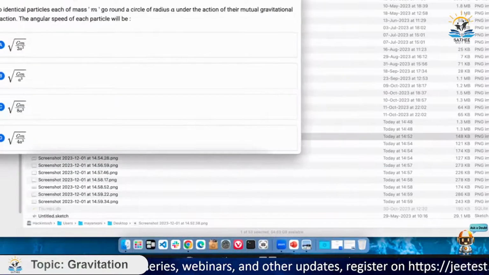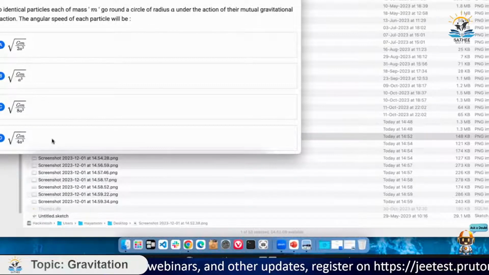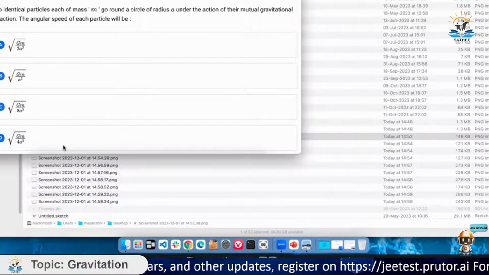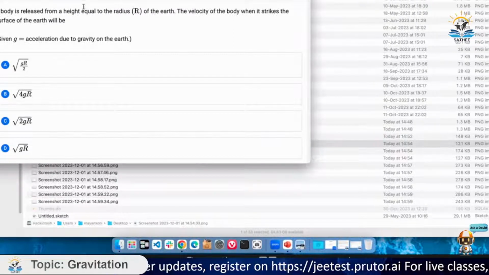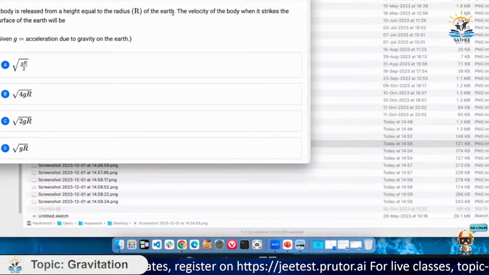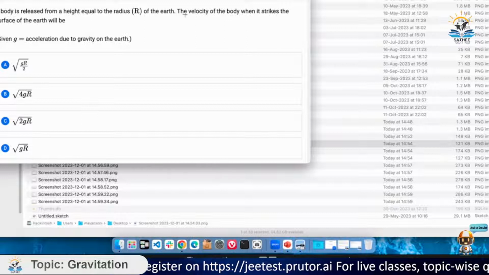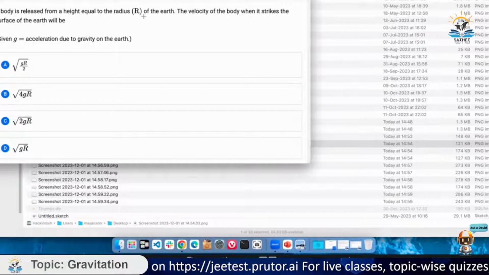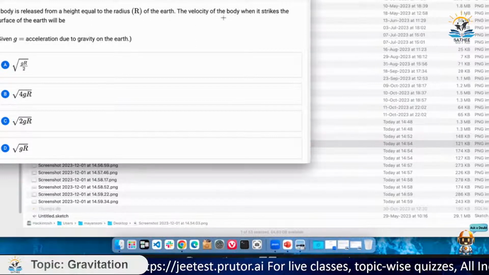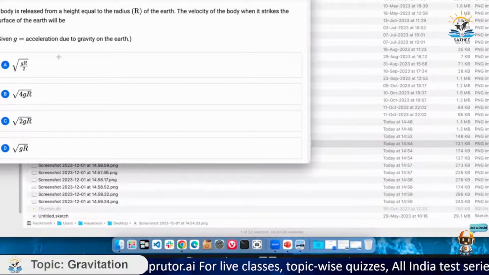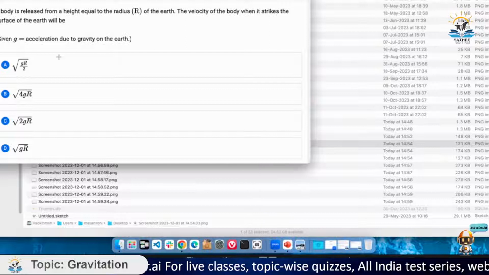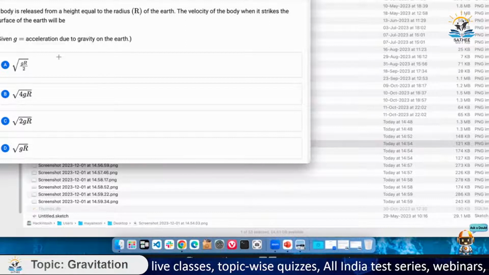Now let us see the next question. A body is released from a height h equal to the radius R of the earth. So here the height is equal to R e. The velocity of the body when it strikes the surface of earth would be? This question can be done with conservation of energy.